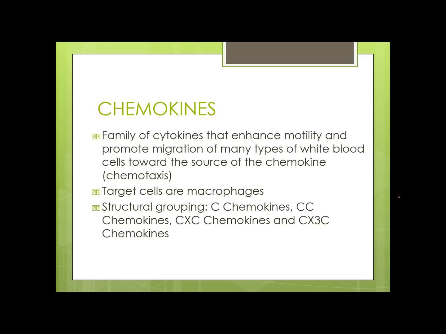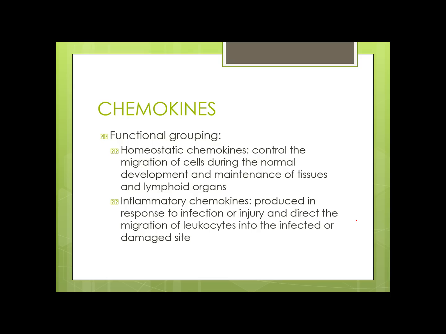Now let's go to another group of cytokines this time, the chemokines, which are also part of the innate immune system. Chemokines are a family of cytokines that enhance motility, promoting migration of many types of WBC toward the source of the chemokine. The target cells are usually macrophages. They have different groupings, which we discussed in the previous module for the midterms: the C chemokines, CC chemokines, CXC chemokines, and CX3C chemokines.